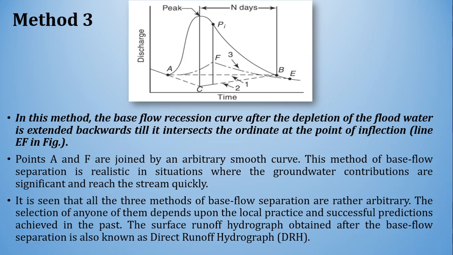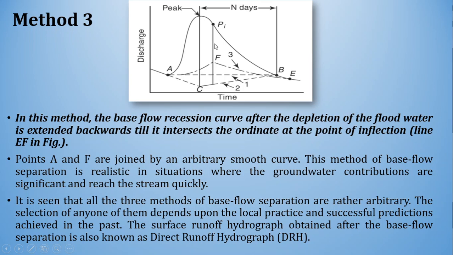And the last method, as you can see the curve over here, curve number 3, we have to understand how the curve is plotted and how the base flow separation is done. So in this method, the base flow recession curve after the depletion of the flood water is extended backwards till it intersects the ordinate at the point of inflection line EF in the figure. This is the point of inflection. Point P is the point of inflection from which the recession limb starts.